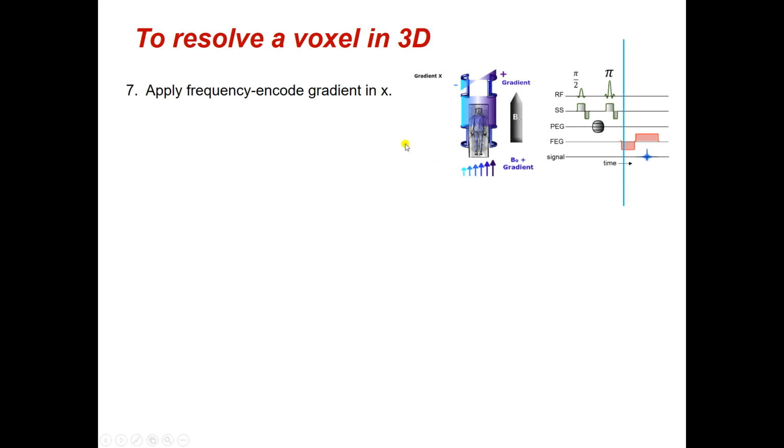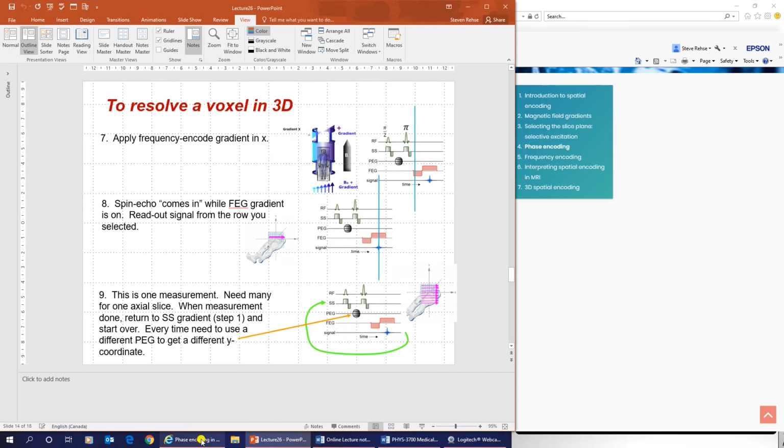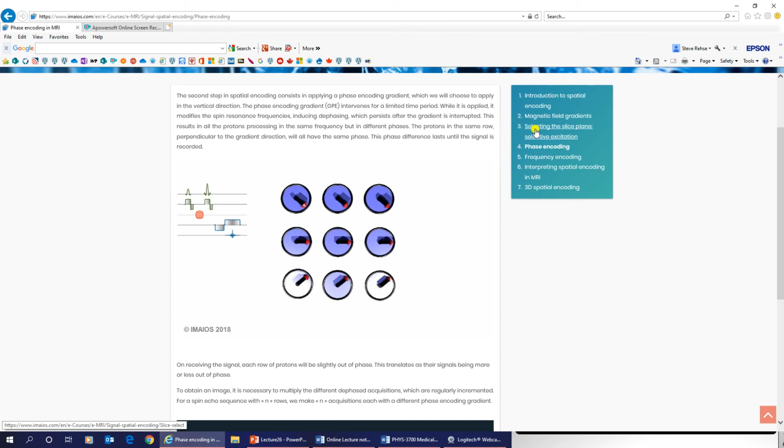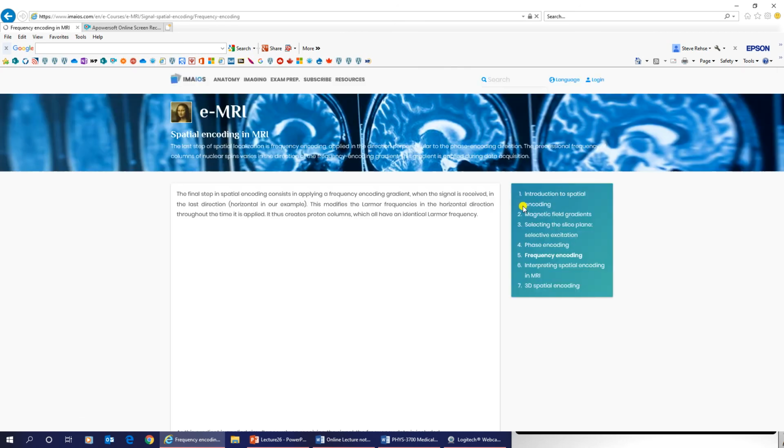All right, so let's see how the frequency encode gradient works. I'll go back to the IMAIOS site. So that was selective excitation in the slice plane. We just saw phase encode gradient. What was the point of phase encode gradient? Apply a gradient, get them all spinning at different speeds such that they lose phase with each other, turn it off. Now I'm going to do frequency encode gradient.